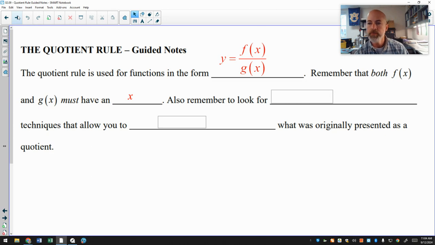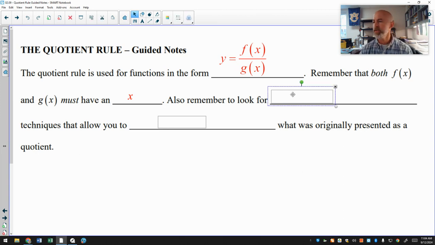So the quotient rule, as you may have guessed, is used for functions that are in the form of f of x divided by g of x. Remember, a quotient is what you call the answer to a division problem. And the times you want to use the quotient rule are when your functions on top and bottom, when your numerator and denominator both have an x in them. If your numerator or your denominator is just a constant, we will avoid the quotient rule.